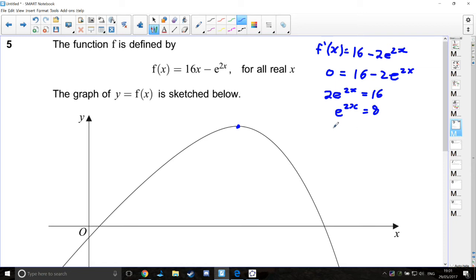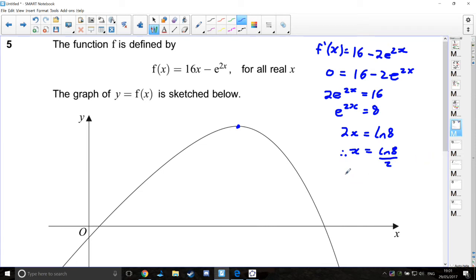Ln both sides. Ln e to the 2x, well, ln and e both cancel, so that's going to be 2x. Don't know why I bothered writing the ln then. 2x equals ln 8. So x is equal to ln 8 all over 2.